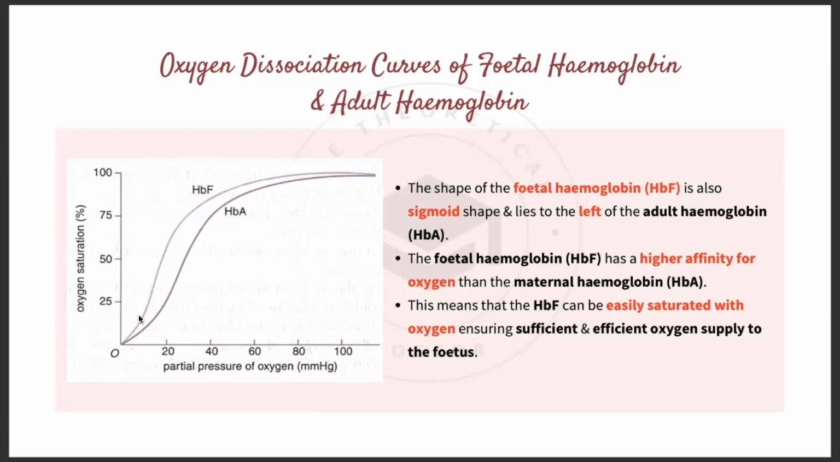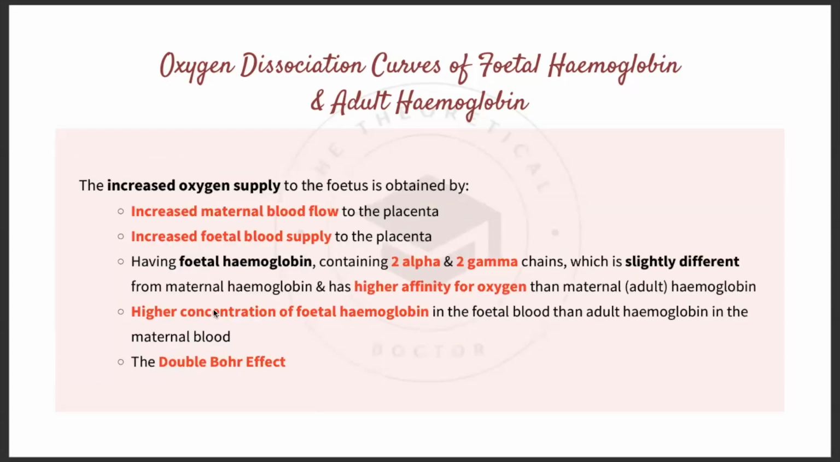So obviously it needs to be on the left side of the adult hemoglobin, because if it's on the right side, then it's not going to take in oxygen, it's just going to keep releasing oxygen to the mother, and that's so not the point. Okay, so the increased oxygen supply to the fetus is obtained by several factors.